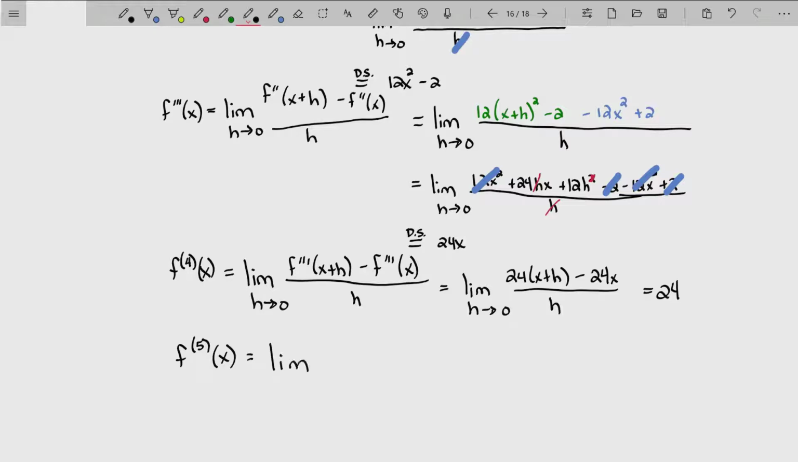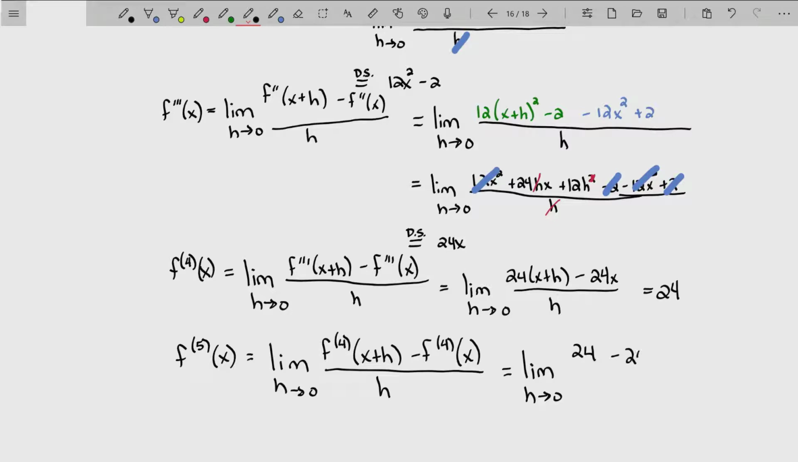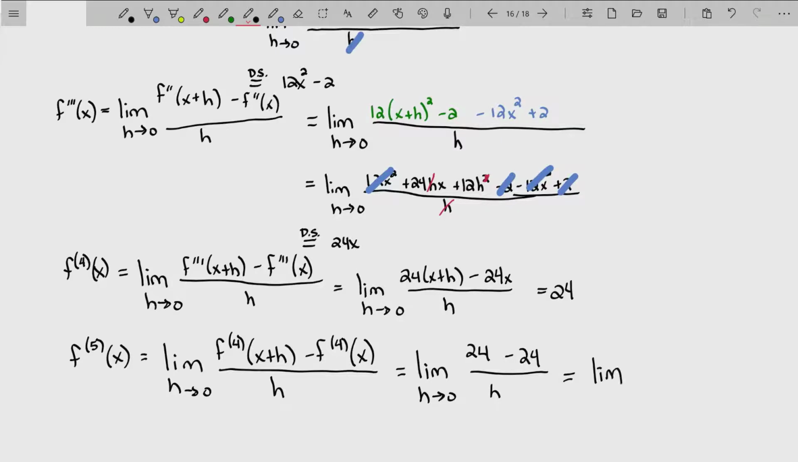Again, limit as h goes to 0 of the fourth derivative evaluated at x plus h minus the fourth derivative evaluated at x all over h. Well, that's the limit as h goes to 0 of 24 minus 24 all over h. 24 minus 24 is identically 0, not approaching 0, but identically 0. And anything that's identically 0 over any non-zero number, that is 0. Remember, h is approaching 0, it's not identically 0, but the numerator, totally 0.